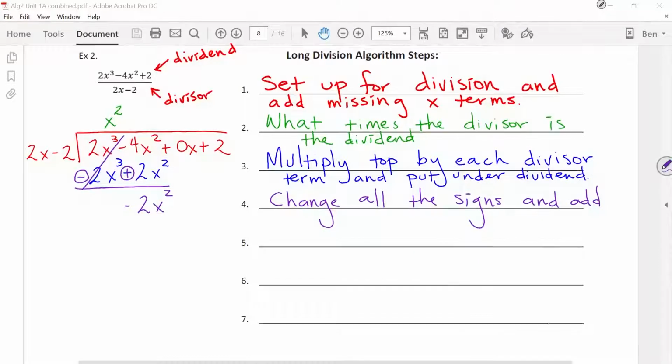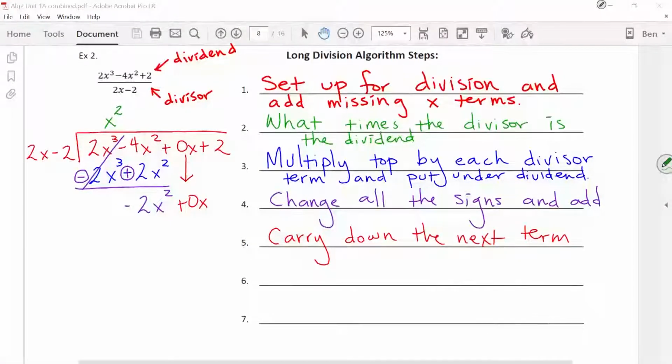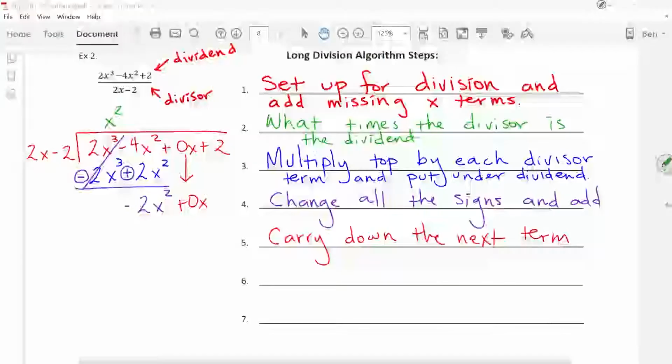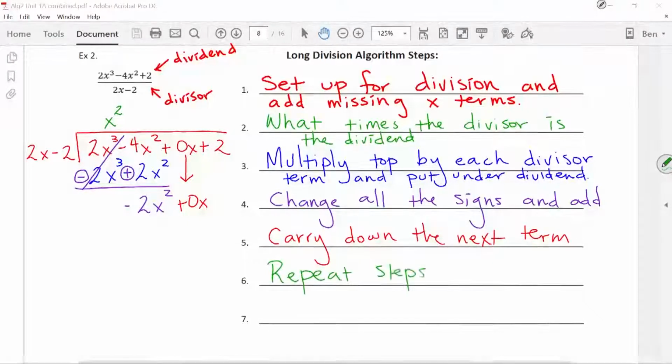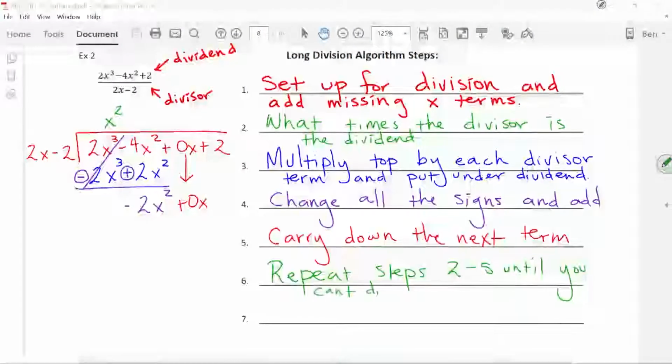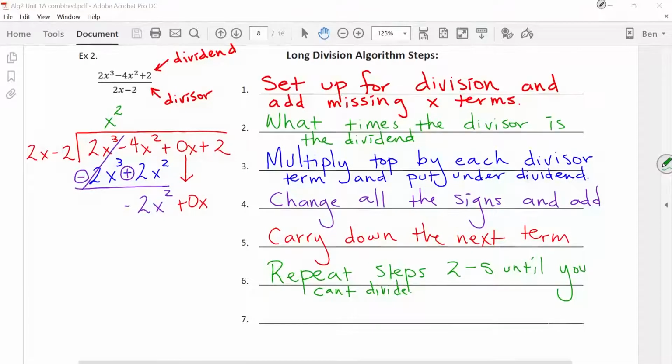Okay, my next step is to carry down the next term. So just like before, I will bring this term down, plus 0x. Then I'm going to repeat steps 2 through 5, until you can't divide anymore. So here we go. I'm going to keep repeating steps 2 through 5. I go back up here and keep doing those over and over again.